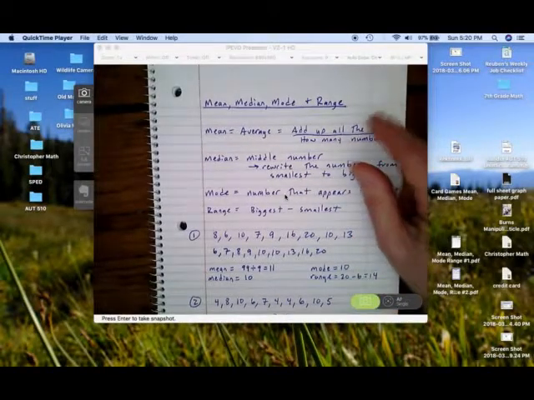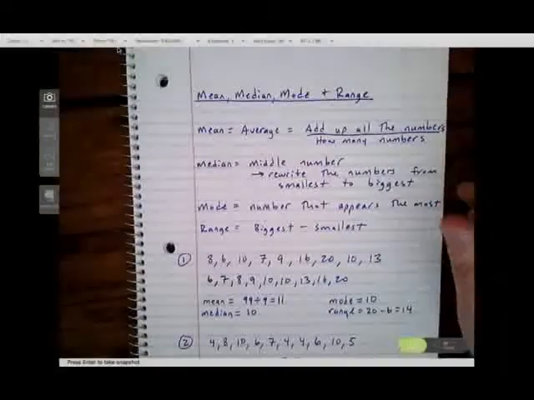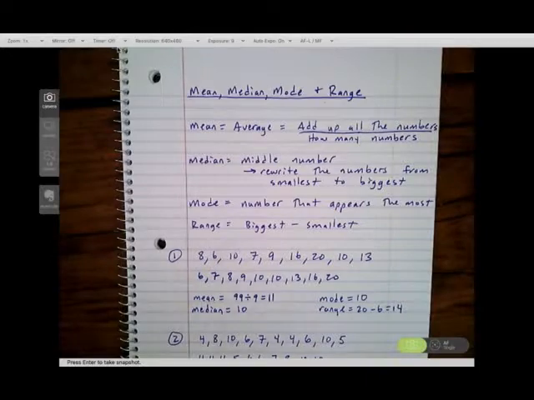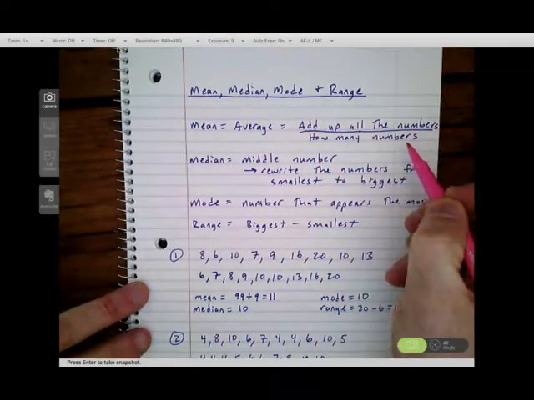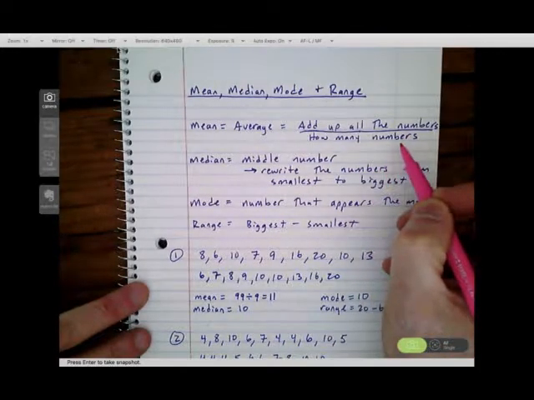Okay, these notes are about the mean, median, mode, and range. We're going to start talking about statistics for a little while. The mean is another name for the average. To find the average, you add up all the numbers and then divide by how many numbers there are. So if there are 15 numbers, you divide by 15.